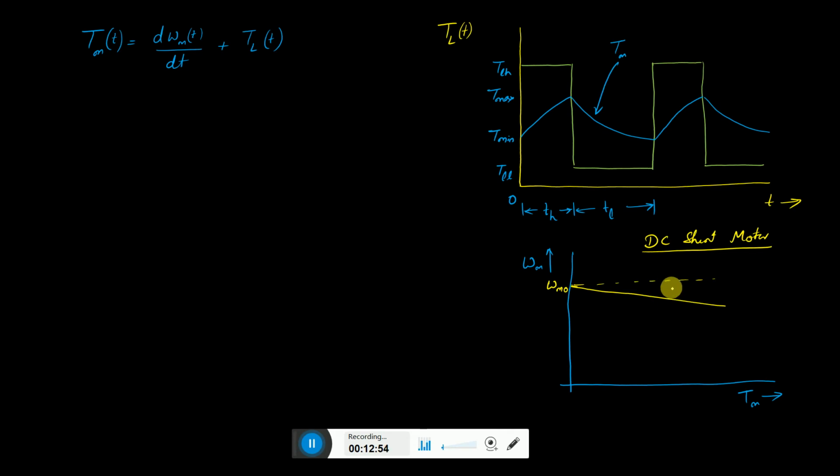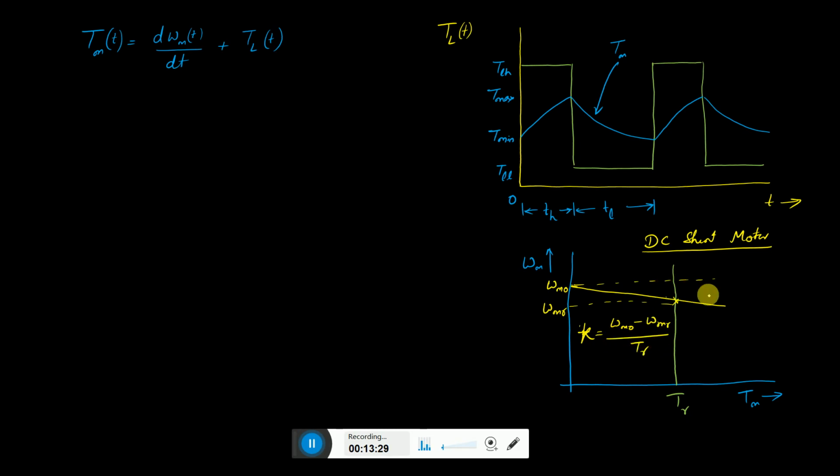Let it be running at a certain value depending on the steady state stability, and let this be the load torque TR. So based on the steady state stability, it is running at a certain load, and then you have this omega mr. So we can have the slope of this line equal to K, which is equal to omega m0 minus omega mr divided by TR.